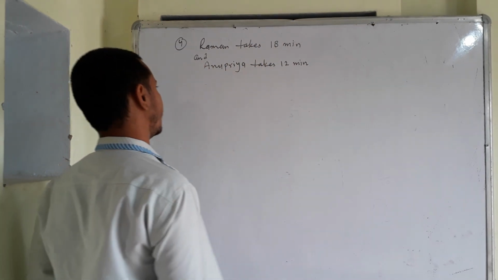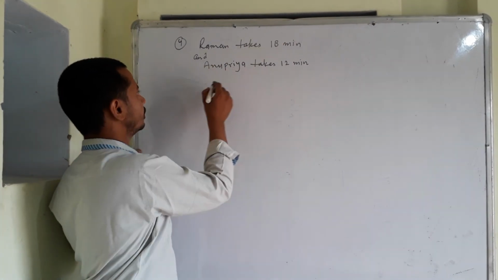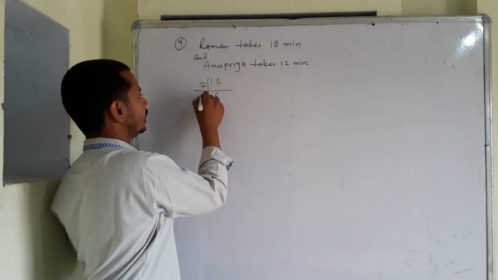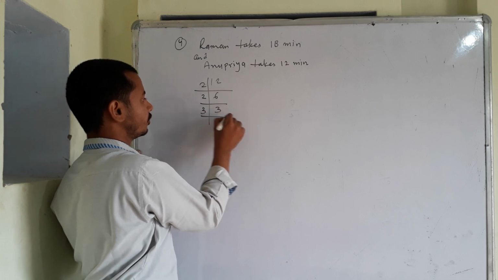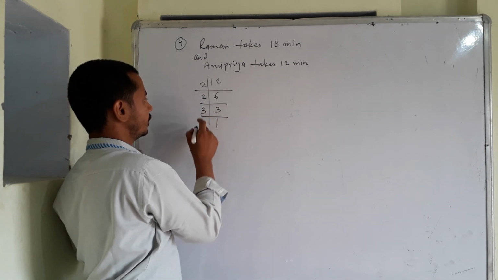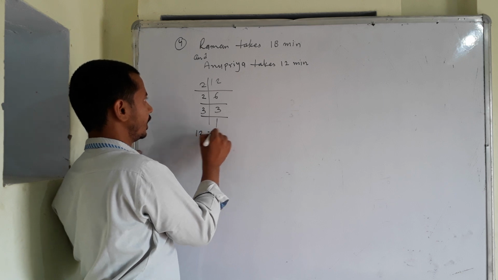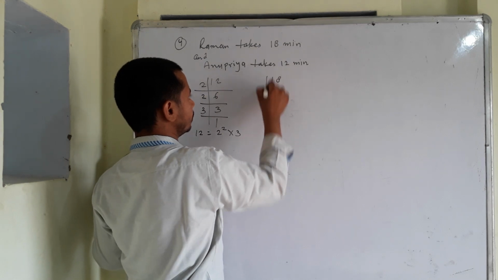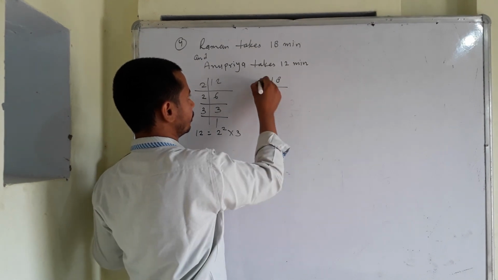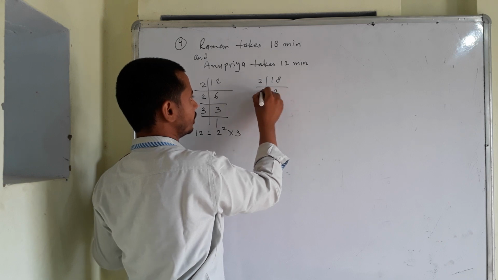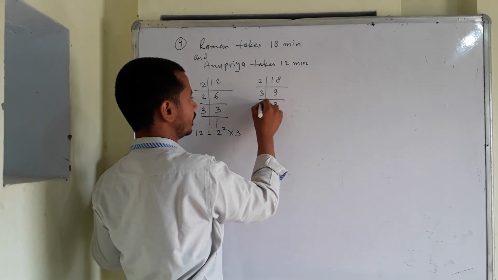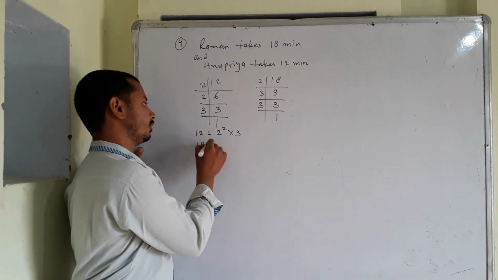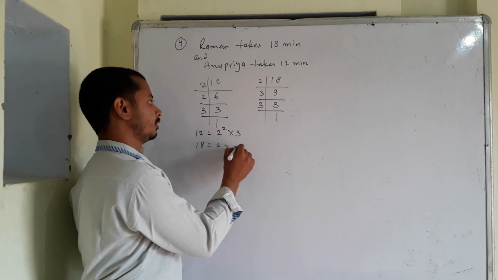So we find the LCM. Factorize 12 by 2, then we find 6, again divide by 2, then we find 3, and the last factor of 12 is 3, then we find 1. So 12 equals 2 square multiply 3. Okay, factorize 18 by 2, then we find 9, divide by 3, then we find 3, and divide by 3, then we find 1. 3 is the last factor of 18, so 18 equals 2 multiply 3 square.